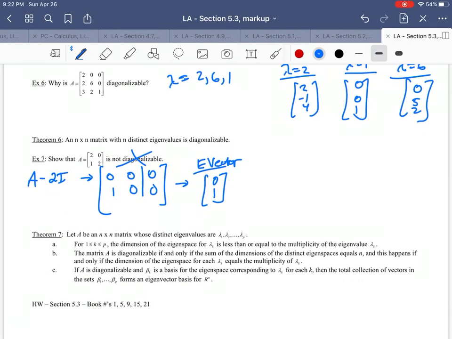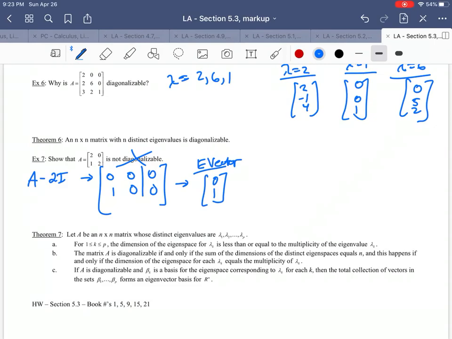Okay, so this last little theorem here says for k between 1 and p, the dimension of the eigenspace is less than or equal to the multiplicity of the eigenvalue. Okay, so the multiplicity matters, right? We learned that before, that if you have a multiplicity of 3, you could have 1 or 2 or 3 eigenvectors for that eigenvalue, right? Part B, the matrix is diagonalizable if and only if the sum of the dimensions of the distinct eigenspaces equals n. So you have to have enough eigenvectors to match the size of your matrix.